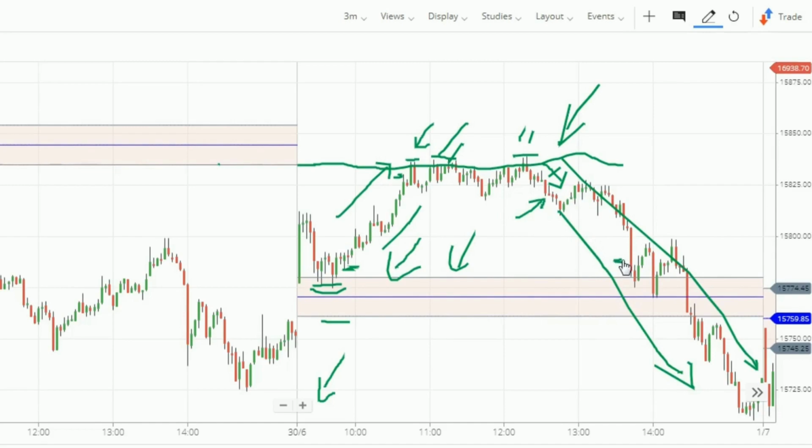Why here? Because I already told you there is another CPR. Then I would have taken another position after it crossed the CPR somewhere here and waited till the end of the market. So in this day I would have taken 3 positions. One is this, second one is this, and third one is this.